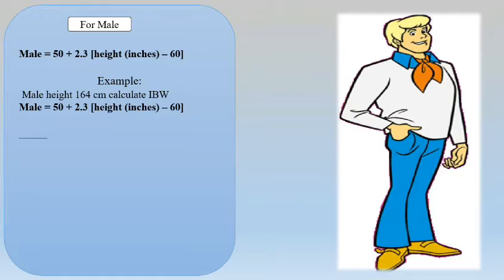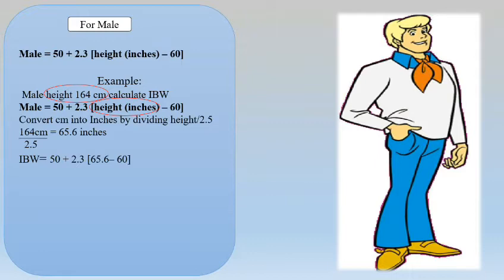Put the formula. So in the formula we have a height in inches, but in the example we have a height in centimeter. So here we need to convert the centimeter into inches. We can convert it very easily by dividing the centimeters by 2.5. Like 164 centimeter divided by 2.5 is equal to 65.6 inches. So we divide the centimeter by 2.5, we can get the inches. So put all these values in the formula.